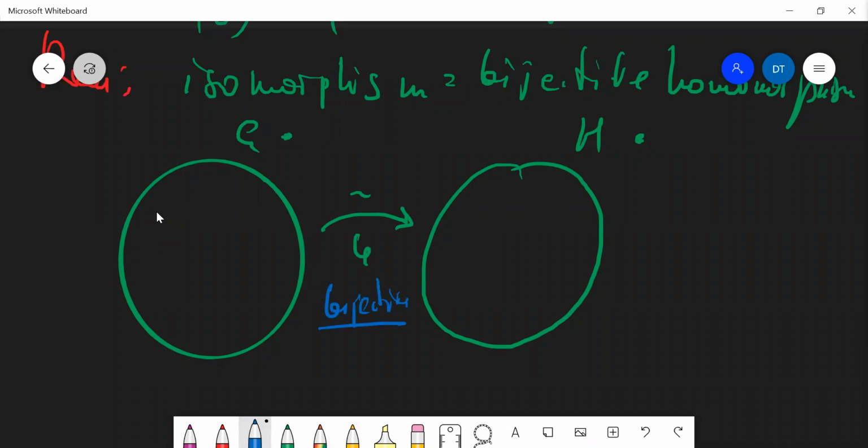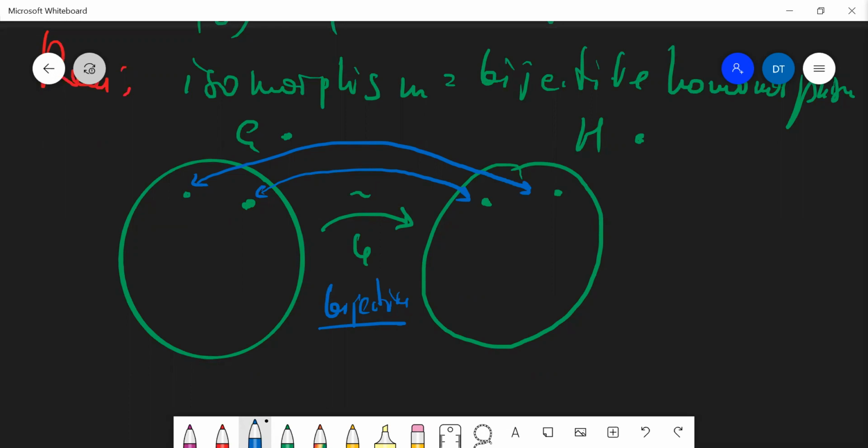A bijection is a one-to-one correspondence, which means if you're given an element here, it corresponds to a unique element here. And if you're given some other element here, it corresponds to another element here. But a bijection is not enough, because the bijection knows nothing about these two operations on the sets. Now we want this bijection to be compatible with the operation.